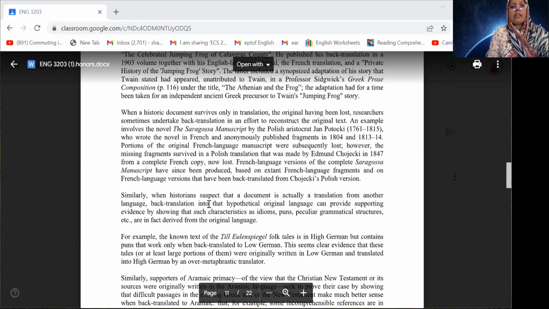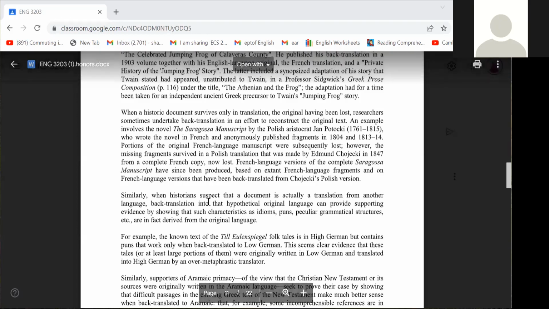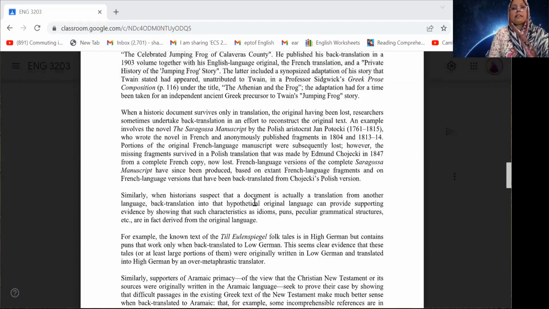Similarly, when historians suspect that a document is actually translated from another language, that is back translation into the hypothetical original language can provide supporting evidence showing that idioms, puns, grammatical structures are derived from the original language.